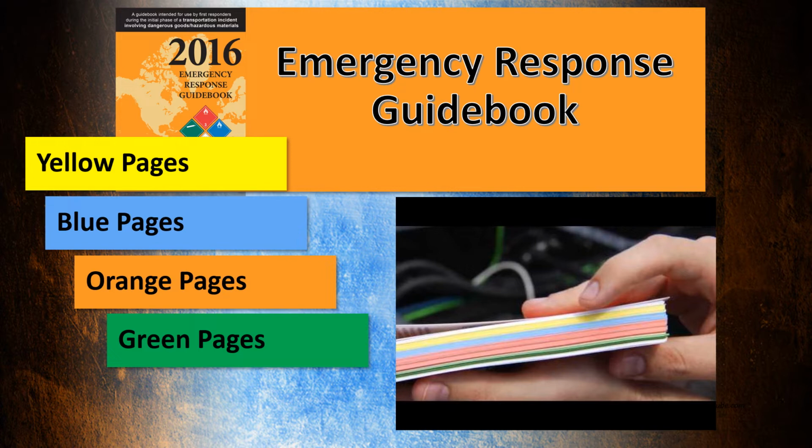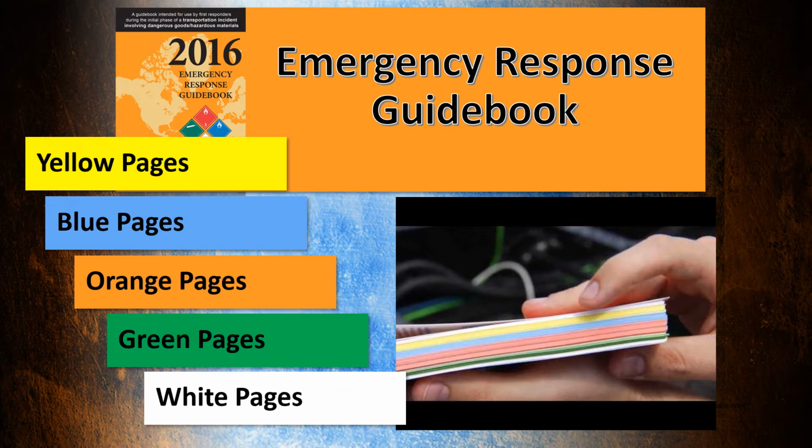The green bordered pages identify initial isolation and protective action distances. The final pages are the white pages at the end of the ERG, which include information on personal protective equipment, fire and spill control, criminal and terrorist use of hazardous materials, and a glossary. The Chemical Transportation Emergency Center, or CHEMTREC, serves as a 24/7 resource for obtaining immediate critical response information for incidents involving hazardous materials and dangerous goods, and you can find the number for them located inside of your ERG.